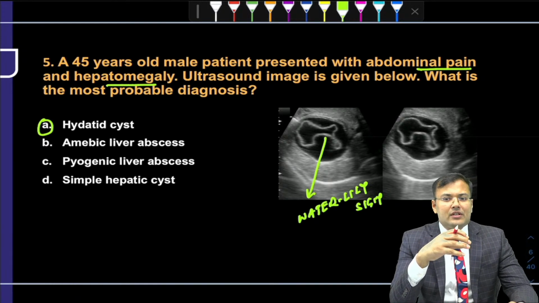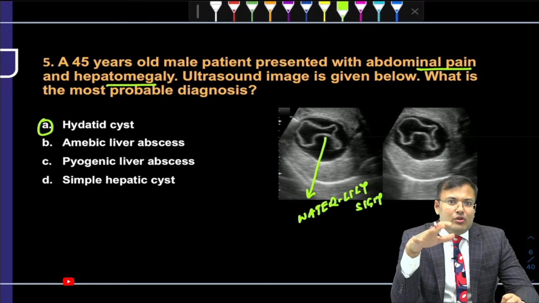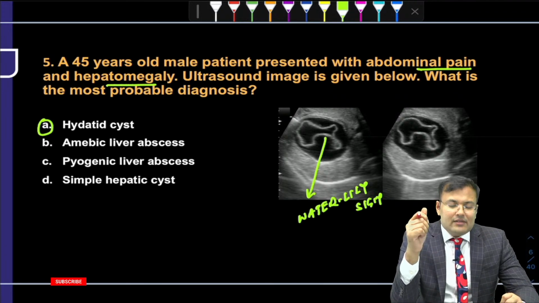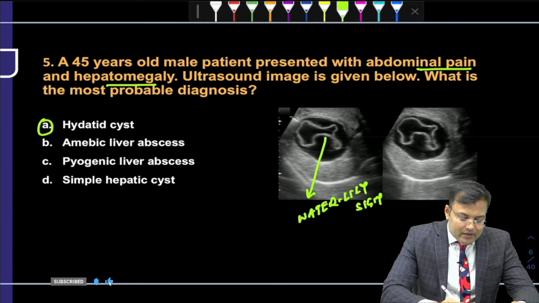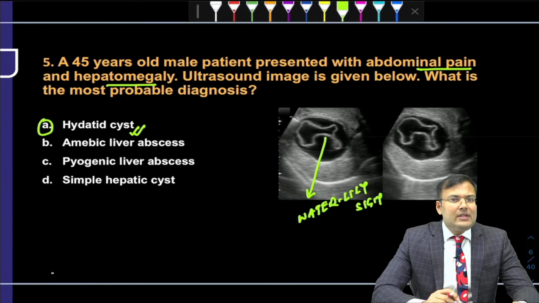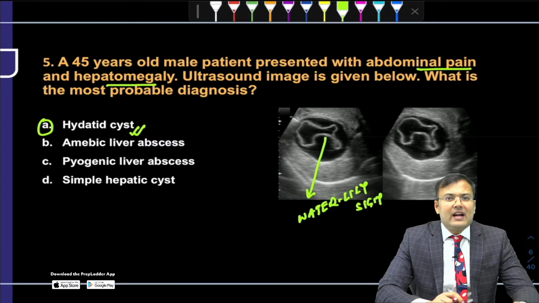So what is this water lily sign? Whenever there is a ruptured scolex, what happens? This is going to float. So this is known as water lily sign, undulating membrane or floating membrane. So this is hydatid cyst. Tell me the most common organism responsible for hydatid cyst.